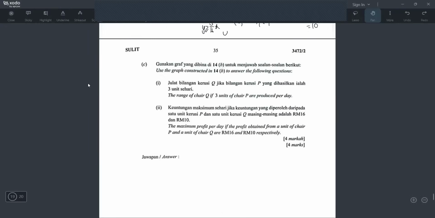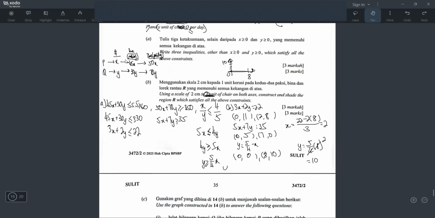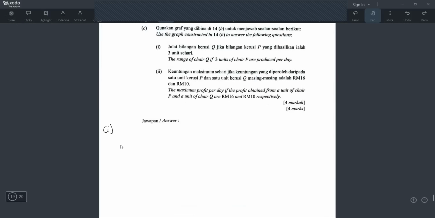Now we can do the final part, which is part C. Use the graph constructed in B to answer the following questions. Question number 1: find the range of Q. Is Q x or y? Look back here. Q is y. So you are trying to find the range of y, which means you want the y minimum and y maximum.